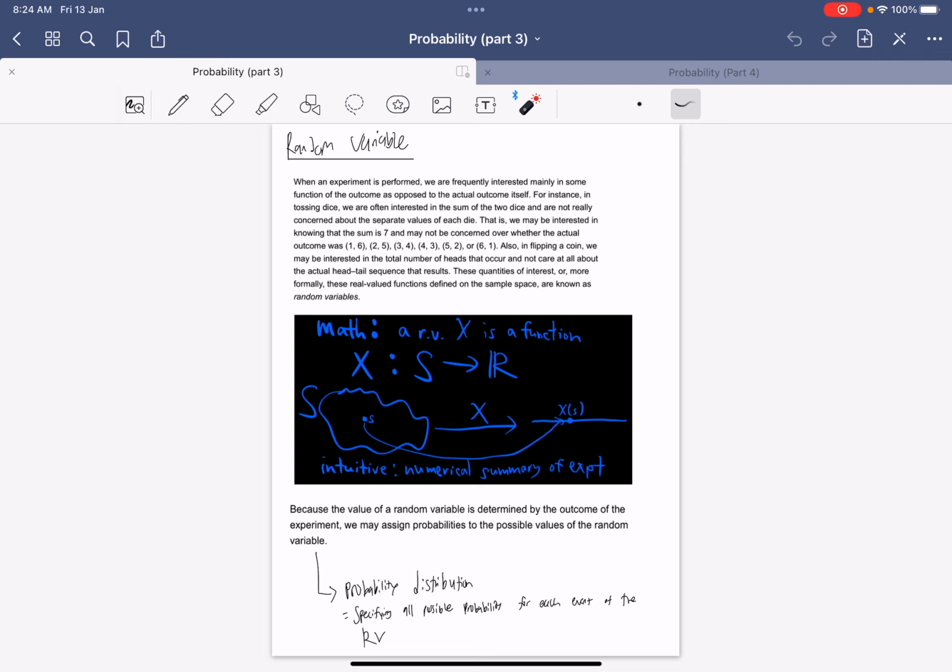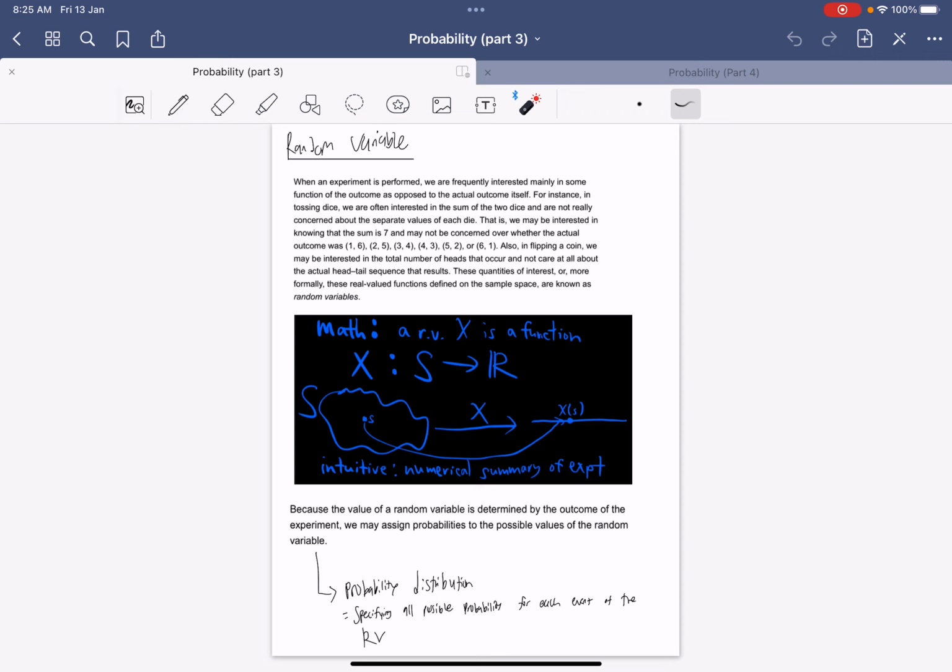So for example, you do an experiment and you want to find the probability that the sum is 7. You know what the outcomes are, but really what you want to say is that the probability that X equals 7 is 1, 2, 3, 4, 5, 6, so 6 out of 36. So it is a 1 over 6 chance. And so the value of the random variable is determined by the outcome of the experiment. This means that we can assign it a probability.